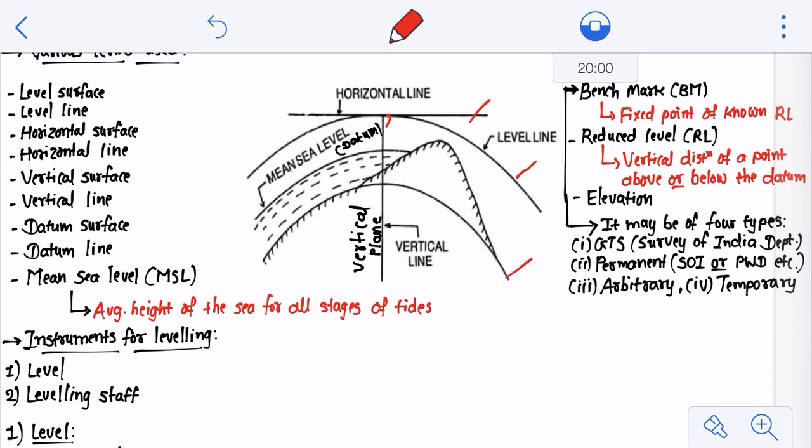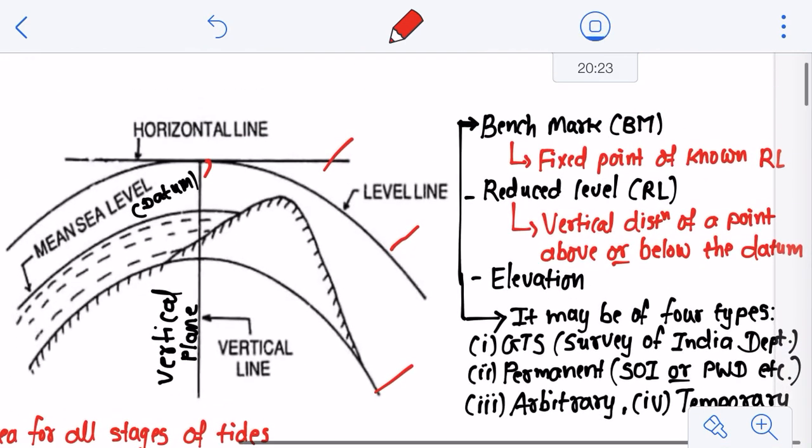So now, as I mentioned, what is a benchmark then? A benchmark is a relatively permanent point of reference whose elevation with respect to some assumed datum is known. What does it mean? It means it is simply defined as a fixed point of known reduced level, as I mentioned here in the red line, you can see here, right? So it is used either as a starting point for leveling or as a point upon which you can close your check of the leveling work, right?